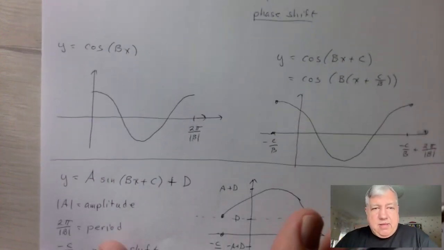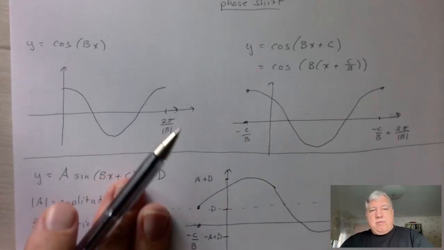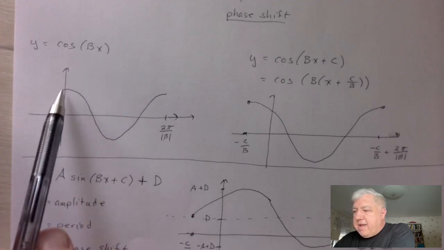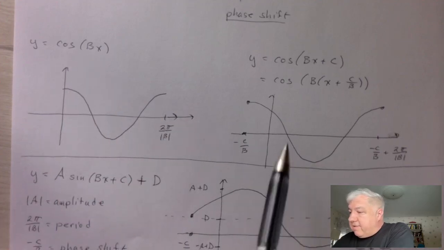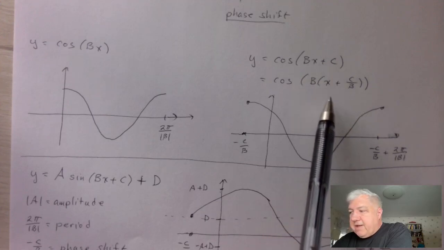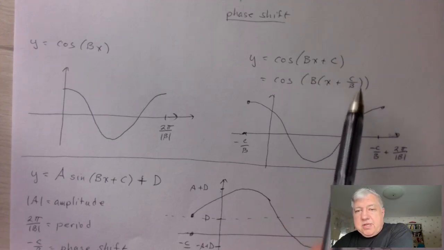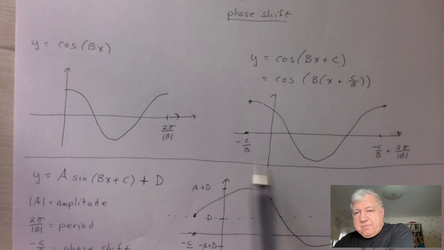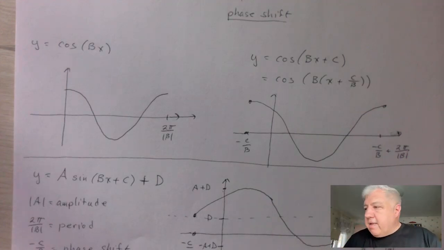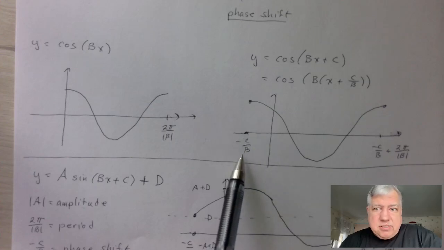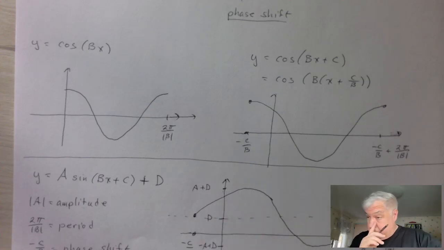The same thing exactly happens with cosine graphs. If we have the cosine of bx, it looks like this, and if we replace bx with bx plus c, that has the effect of replacing x with x plus c over b. Once again, the phase shift is going to be minus c over b. Again, we're not always shifting it to the left. If minus c over b happens to be a positive number, then we'd be shifting it to the right.